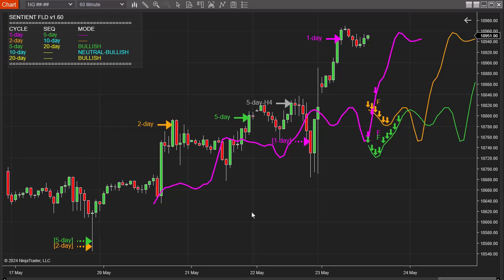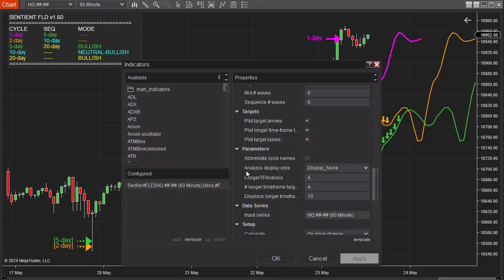We will of course open our properties for the sentient FLD indicator. And in our properties, we scroll down to this property over here, Analysis Display Style. You will see that up until now, I have chosen the display none. In other words, the analysis is not being displayed on our chart. So we will change that by clicking this drop-down arrow. And you can see that we have a few options for different ways of displaying our cycle analysis. We're going to start in this video by displaying our cycle analysis using what is called the diamond notation. So we choose the display diamonds method and then we click on the OK button.